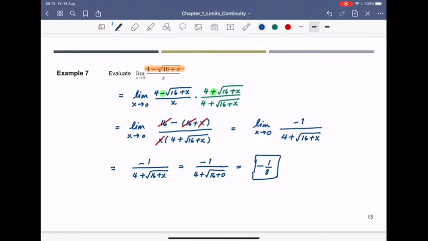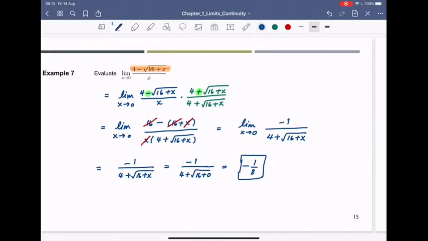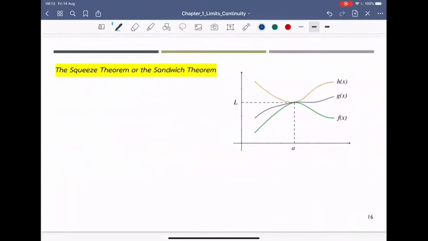All right, so we're going to do some more problems. Other than using techniques like factoring or conjugation, we're going to learn a new technique on this slide. The next technique is using the squeezing theorem, or squeeze theorem, sometimes called the sandwich theorem. So let's see the statement of this theorem.